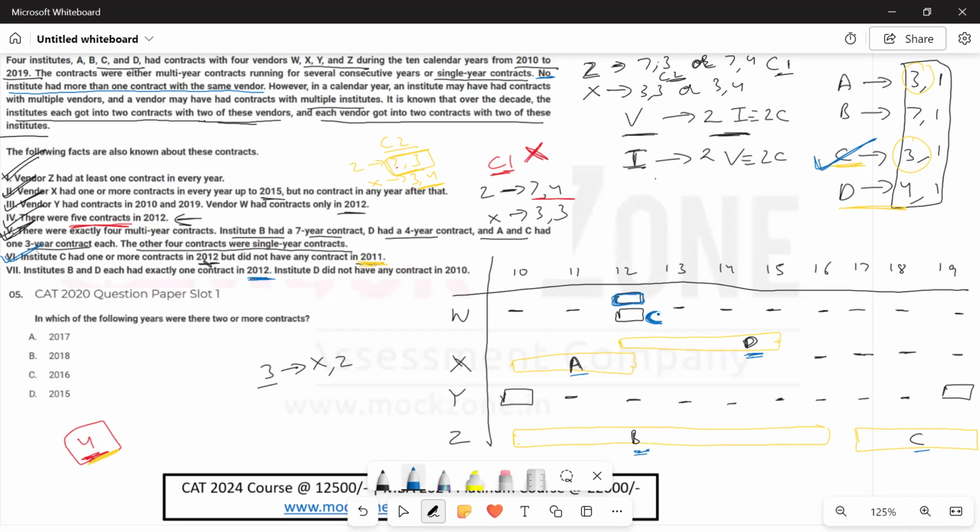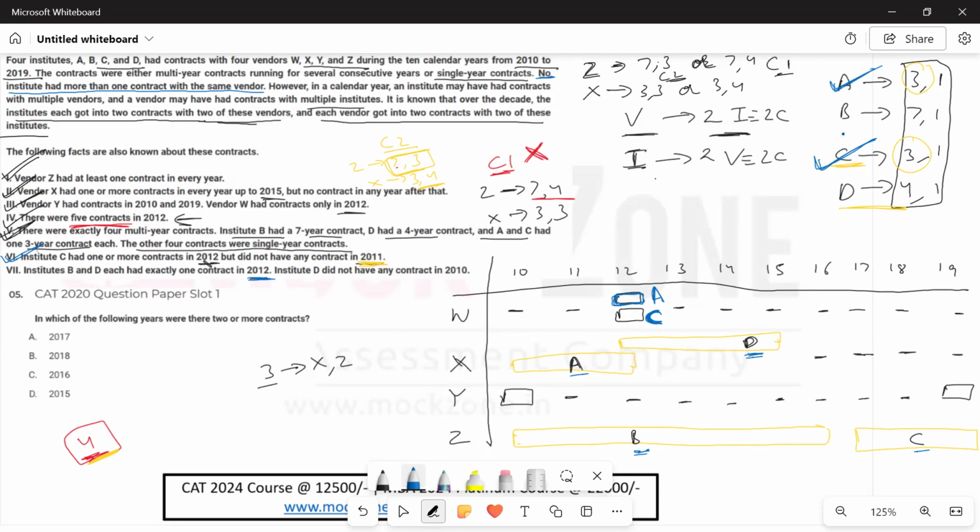C वो हो नहीं सकता, because C is already there and it cannot have a multiple same contract. We know that B and D only have one contract in 2012, and that is already with X and Z. So the only possible institute for this contract is A. We know that this other institute will be A for W. So we have figured out the A of both the contracts also.